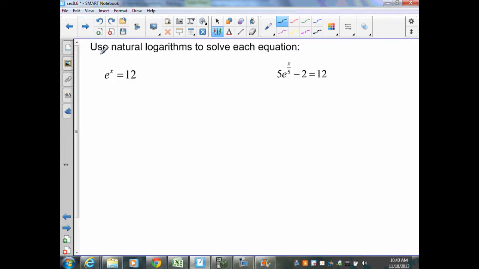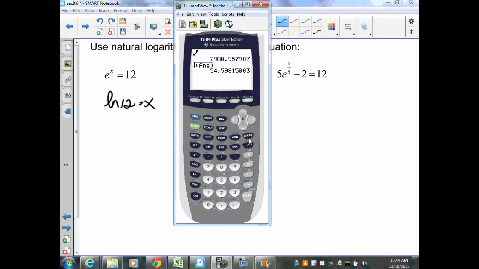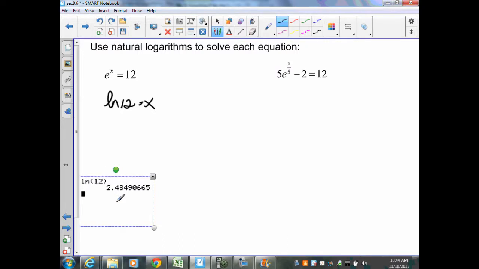Here I want to use natural logarithms to solve each equation. We've done this in the past with common logs. Now we're just going to use it with natural logs. Here I have e to the x equals 12. What I'm going to do is write this as a natural logarithm. That's going to give me ln of 12 equals x. Now I can plug that into my calculator, and I get ln of 12 to be 2.4849.